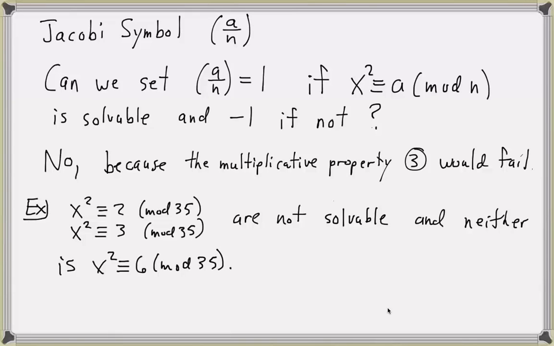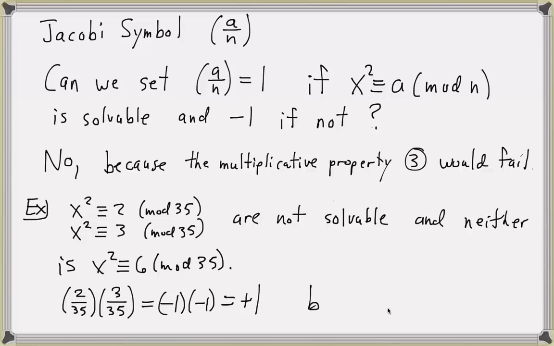So if we defined the Jacobi symbol the same way as we defined the Legendre symbol, then 2 over 35 and 3 over 35 would both be -1, so -1 times -1 is +1, but 6 over 35, since 6 is not a quadratic residue mod 35, would equal -1. So if we define the Jacobi symbol the same way as the Legendre symbol, the multiplicative property will not follow. So in order to preserve this property, we're going to define the Jacobi symbol in the following way.